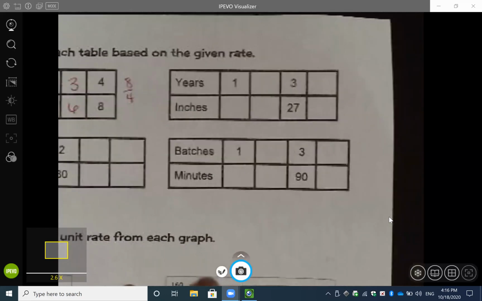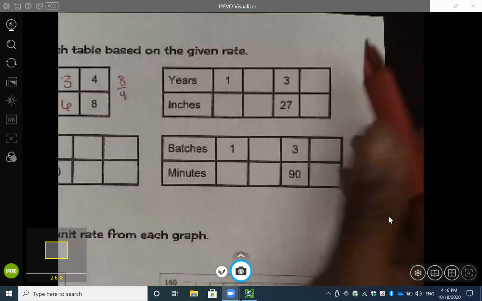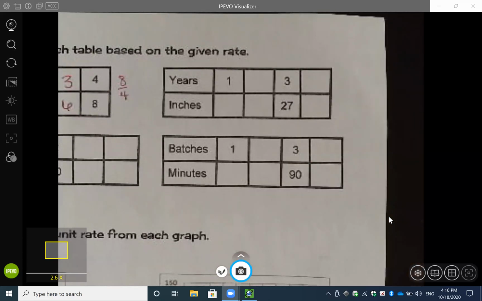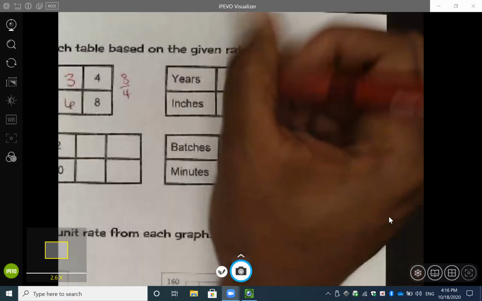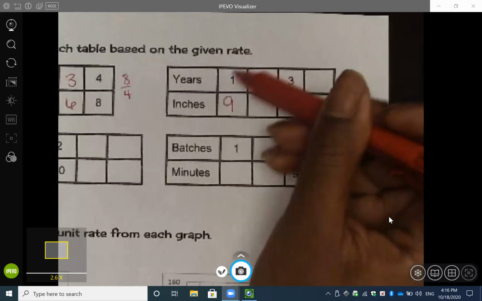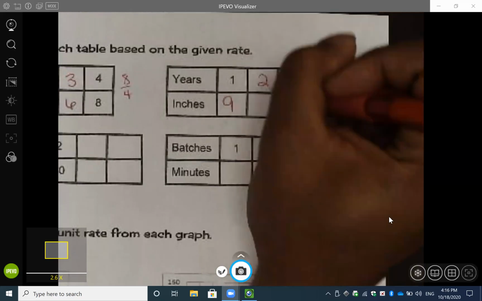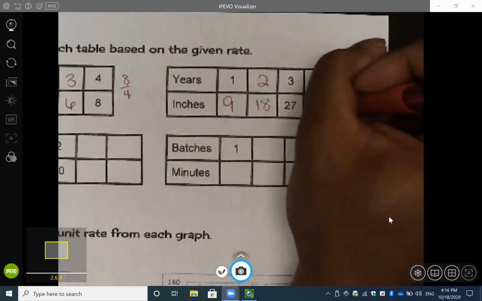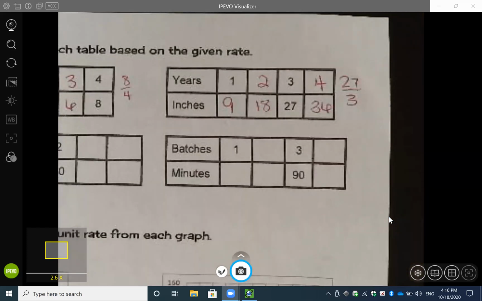Next, we have our years and inches. So in 3 years, they grew 27 inches. So in 1 year, that is 9, because we did 27 divided by 3, which was 9. So in 2 years, they're going to be at 18. And at 4 years, you're at 36.